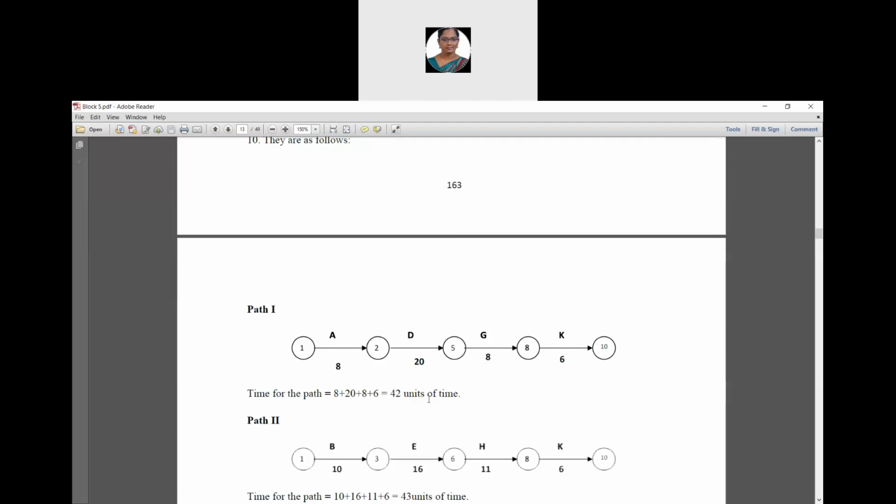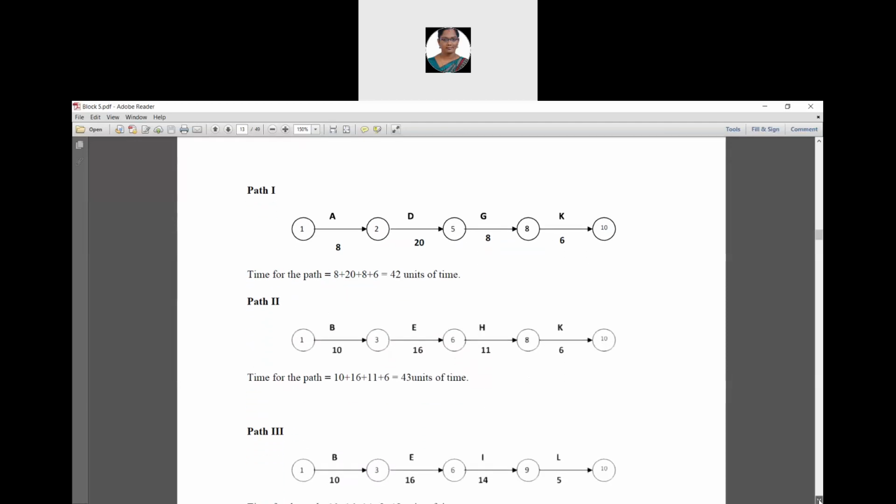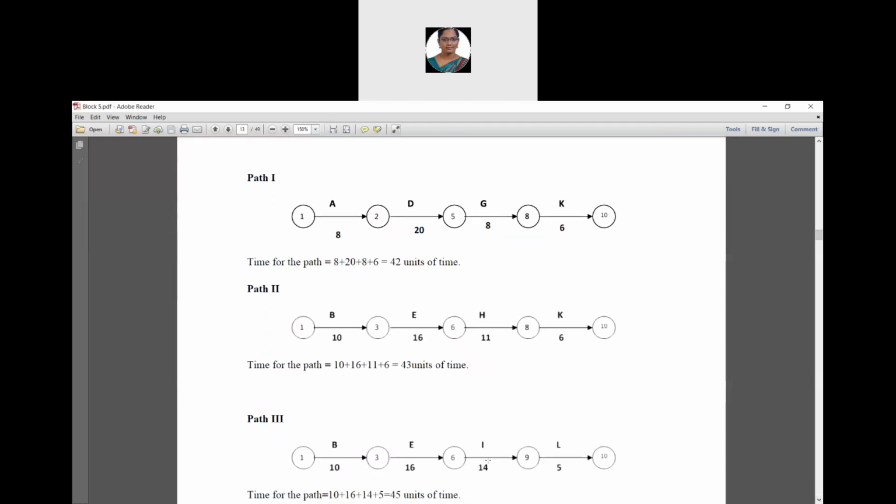42 units of time. So next thing, path 2. It also starts from node 1. So 1 to 3 has an activity B and its corresponding time duration value is 10.